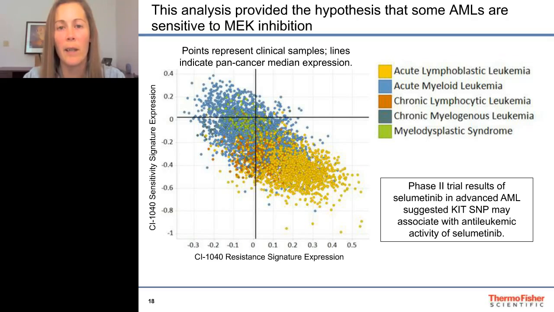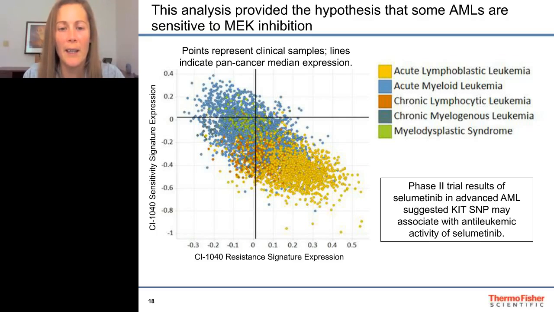So again, if our client came to us and said they wanted to use a MEK inhibitor in leukemias, what cancer subtype do you hypothesize would be sensitive to that? We would point them towards acute myeloid leukemia. Phase 2 trial results of AstraZeneca's MEK inhibitor selumetinib in advanced AML suggested that using KIT SNP as a biomarker may associate with anti-leukemic activity of selumetinib.